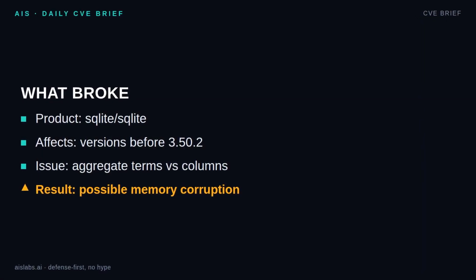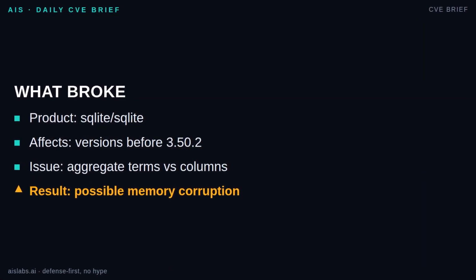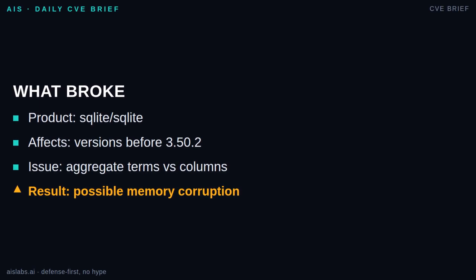CVE-2025-6965 affects SQLite versions before 3.50.2. The official description says there is a vulnerability where the number of aggregate terms could exceed the number of columns available, and that this could lead to a memory corruption issue. In plain English, SQLite can be asked to process structured database logic where internal counts are expected to line up. In this case, those counts can get out of sync, more aggregate terms than there are columns available for them.